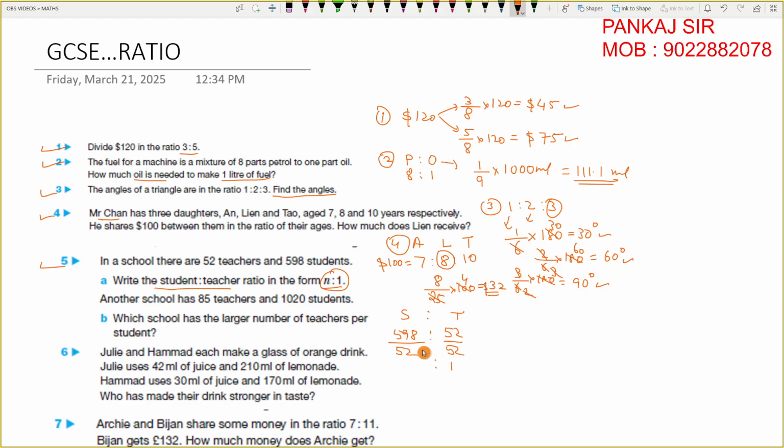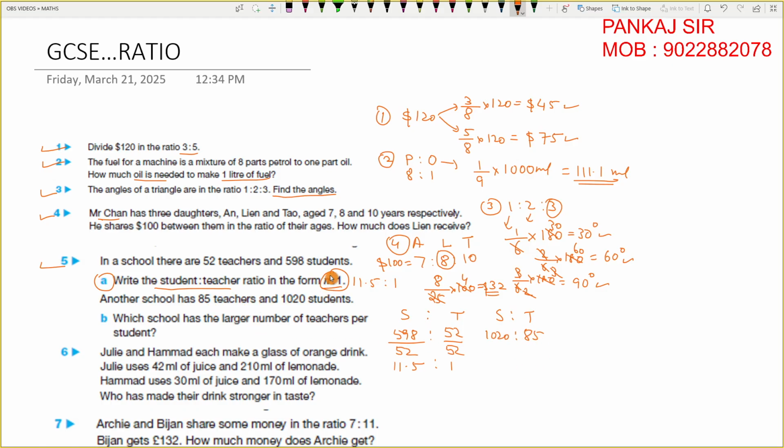Yes, 11.5. Okay. So this is the ratio, 11.5 is to 1. So the answer for this A is 11.5 is to 1. This is the ratio of the student to teacher. Now, in the same question, there's another school, and in that school, the number of teachers is 85 and the number of students is 1020. So, in the other school, the student to teacher ratio is 1020 to 85, right?